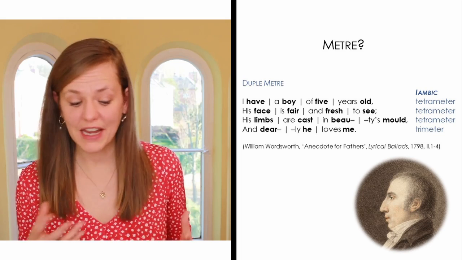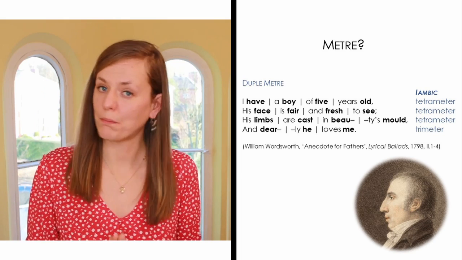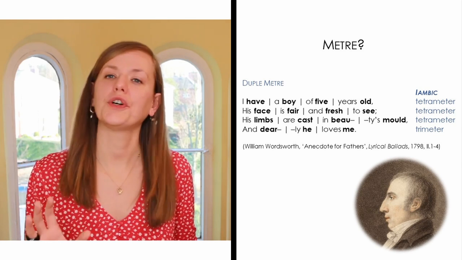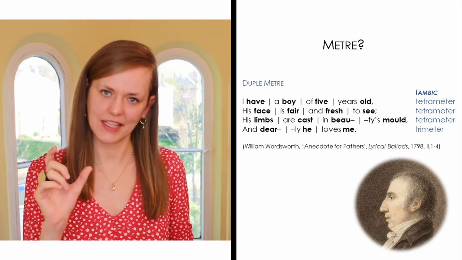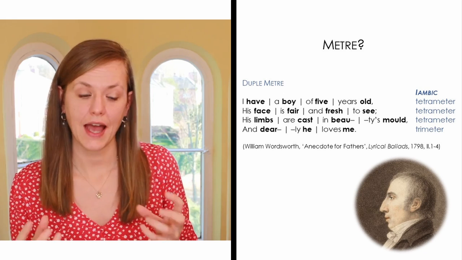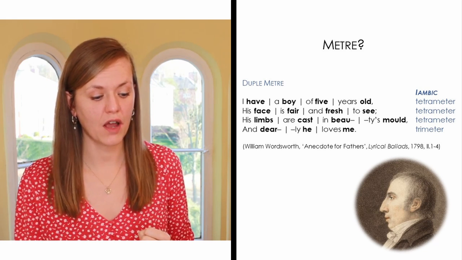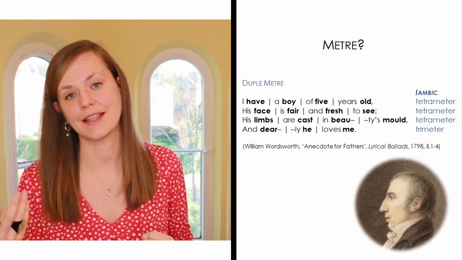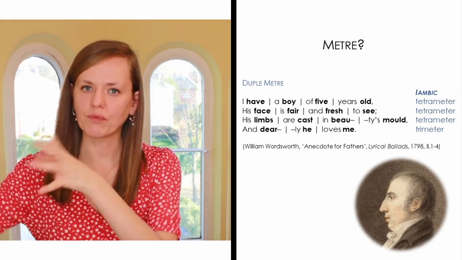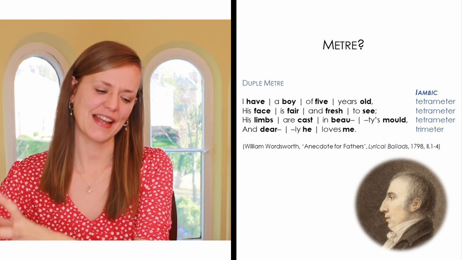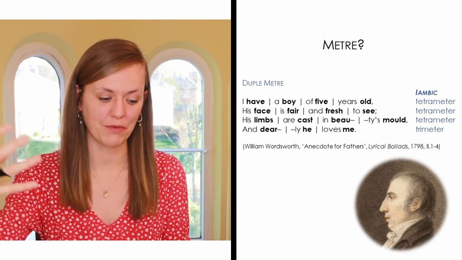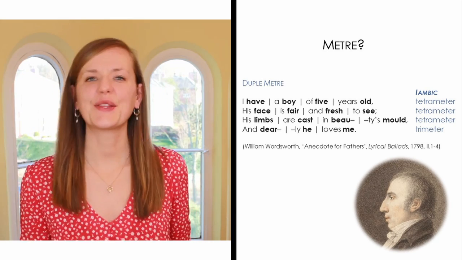Many stanzas in English literature are composed in this way, especially ballad quatrains. In taking a metrical foot off the final line in a stanza and having it be one metrical foot shorter, it creates a pause at the end of the stanza, as here. So I have a boy of 5 years old, his face is fair and fresh to see, his limbs are cast in beauty's mould, and dearly he loves me. So you have that kind of concluding pause at the end of this kind of strongly rhythmical, strongly rhyming quatrain ballad. This is another example.